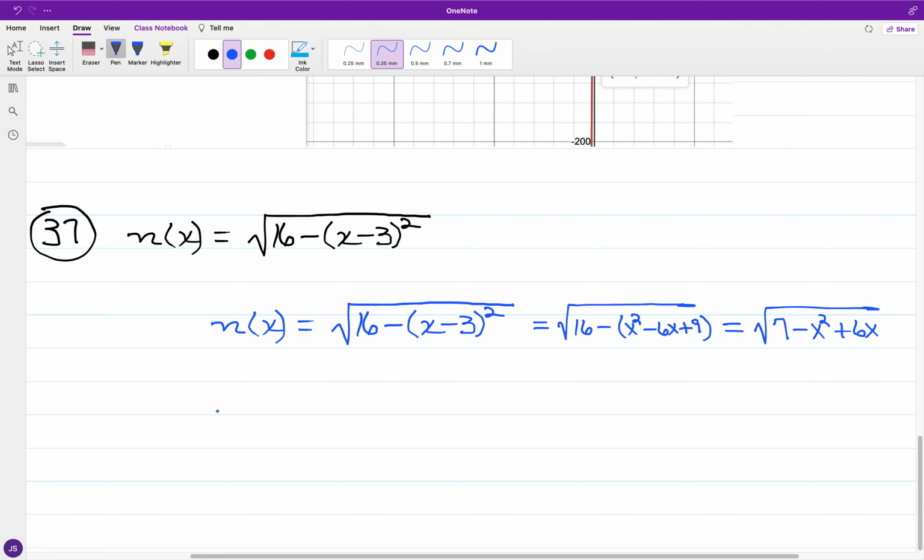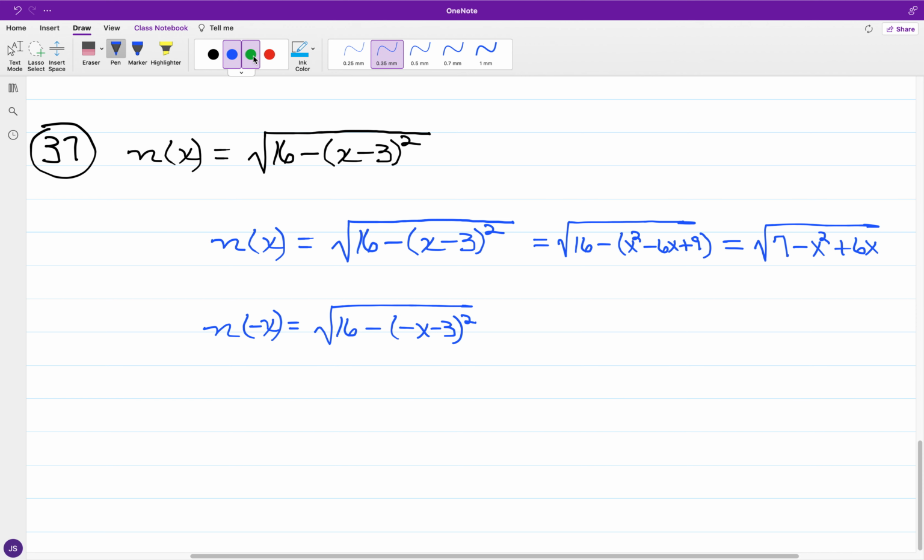Now for n of negative x, okay, so you have 16 minus the square of negative x minus 3 within the radical. Okay, and just going to move over and just taking the square of negative x minus 3.